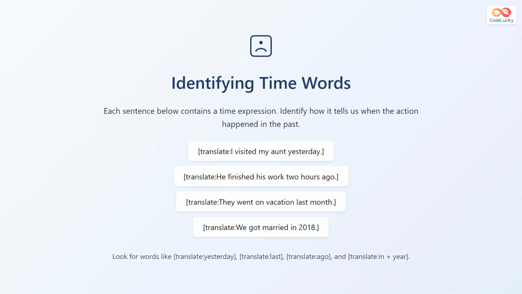Time expressions act like signposts in a sentence. They point to when the action took place. For example, I visited my aunt yesterday. He finished his work 2 hours ago. They went on vacation last month. We got married in 2018. Words like yesterday, last, ago, and in plus a year help you identify that an action happened in the past.